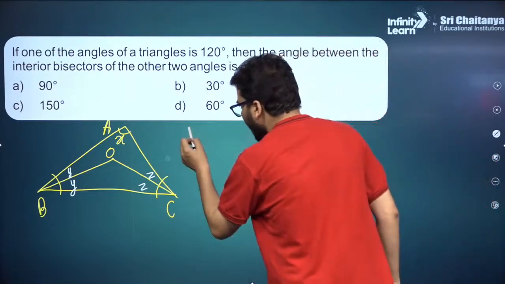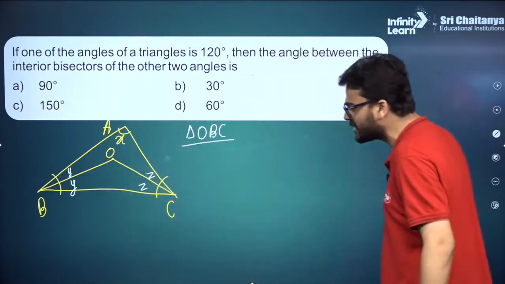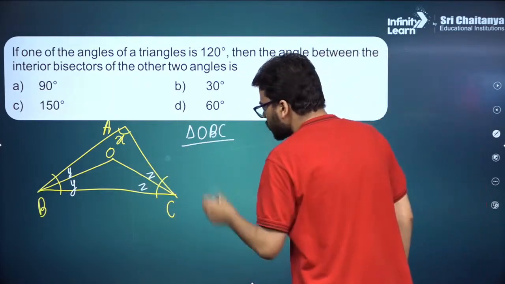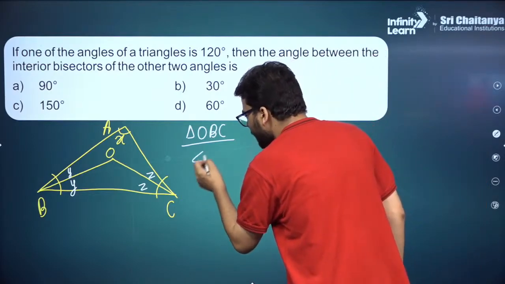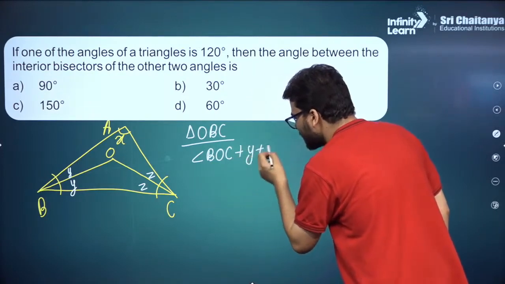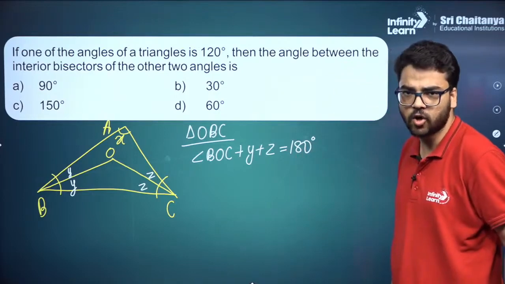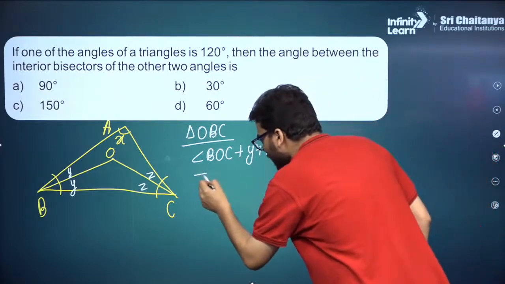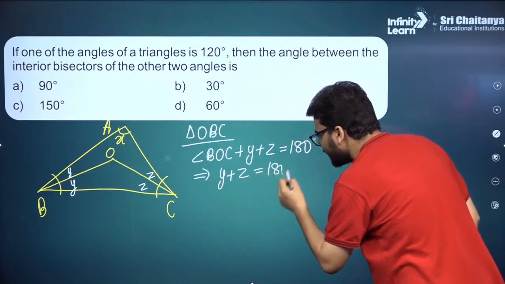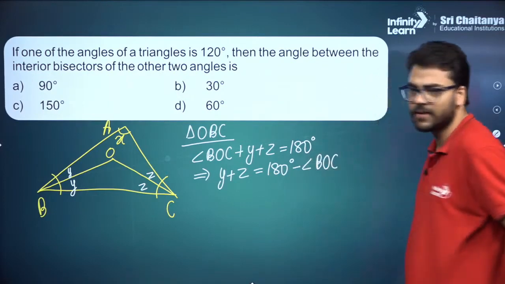Now if you take triangle OBC over here, in this triangle, can I use the angle sum property, guys? So can I not say that angle BOC plus Y plus Z is equal to 180 degrees? Can I say that, guys? Yes or no? From here, can I not say that Y plus Z is equal to 180 minus angle BOC? Do you agree with this, guys?